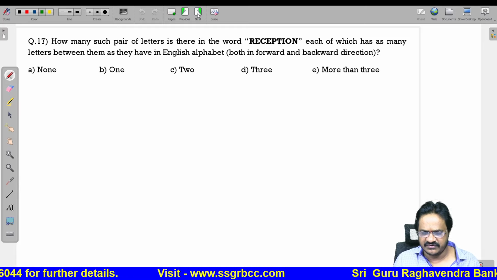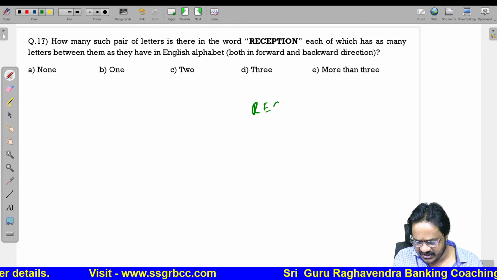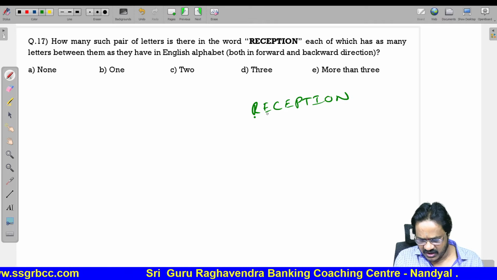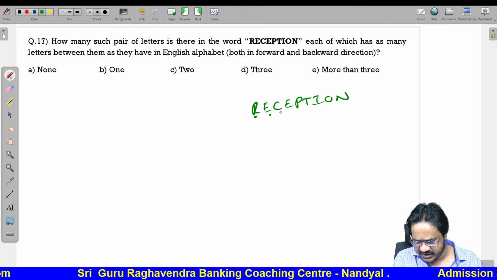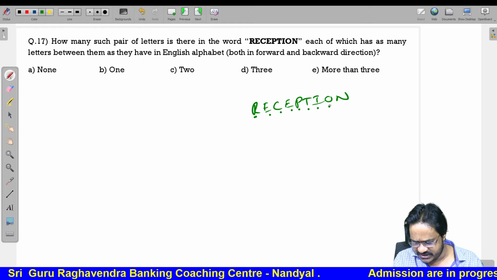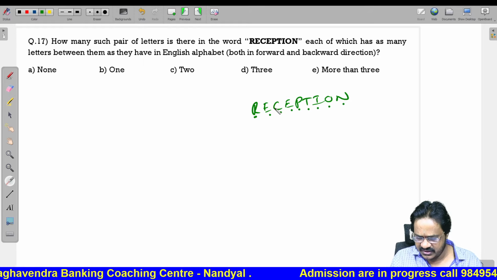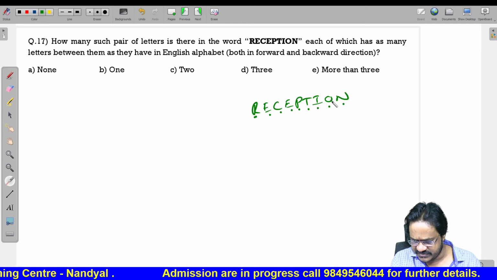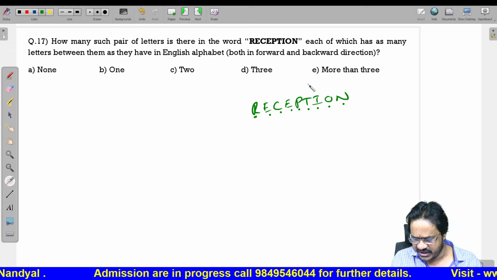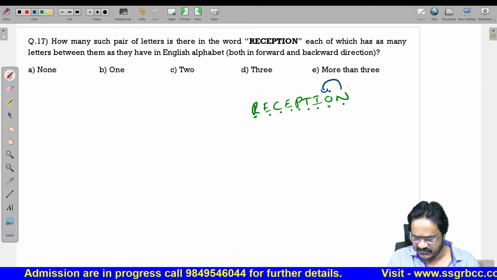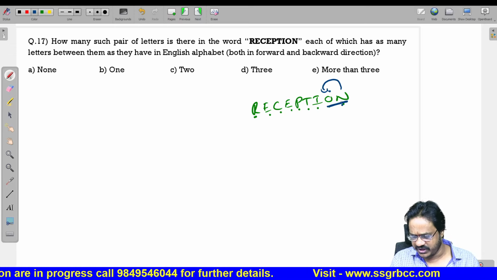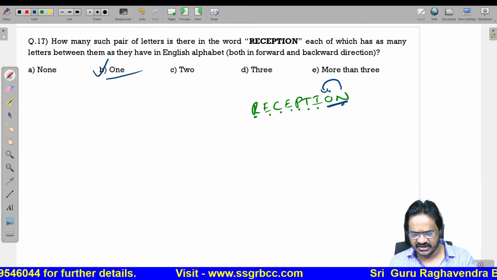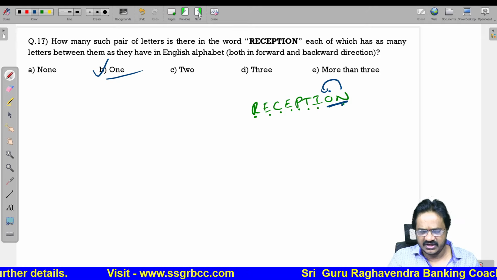How many pairs of letters are there in the word reception? R-E-C-E-P-T-I-O-N. R, S, T, U, V, W, X, Y, Z, nothing is there. Then E, F, G, H, I, J, K, L, nothing. C, D, E, F, G, H, I, nothing. P, Q, R, nothing. N, O. When we see from left to right, there is N, O. Between N and O, there is no gap. In the English alphabet series also, there is no gap. So, the answer is N, O. That is only one pair. Let us see the next question.